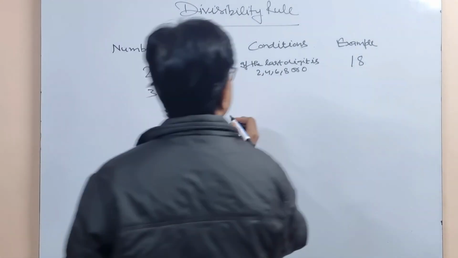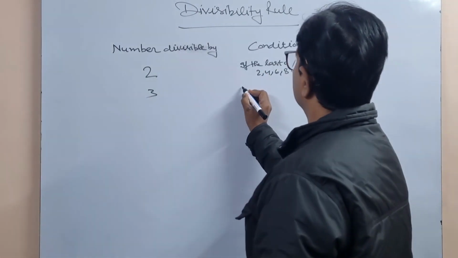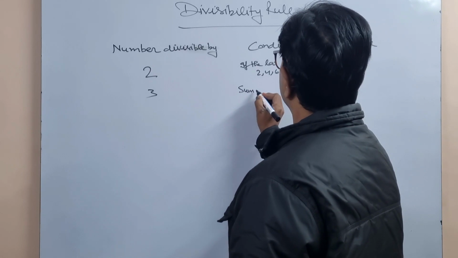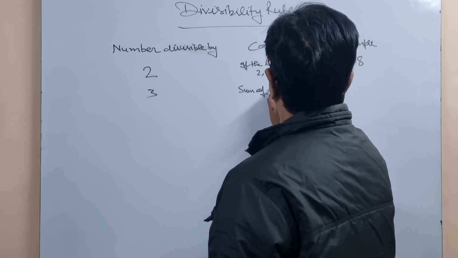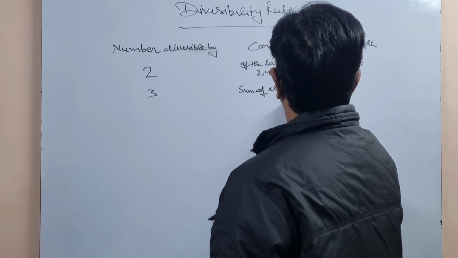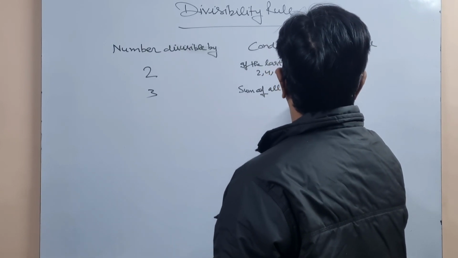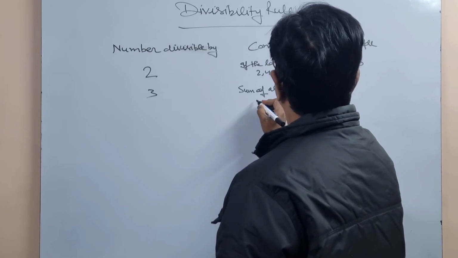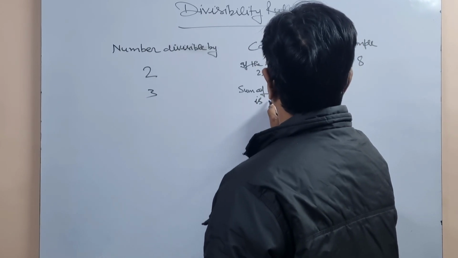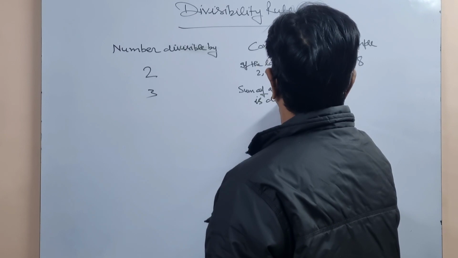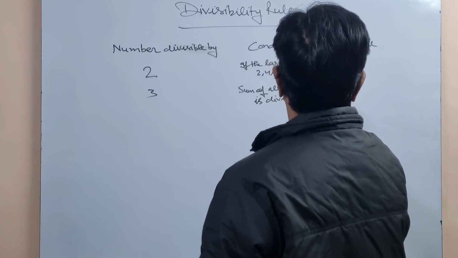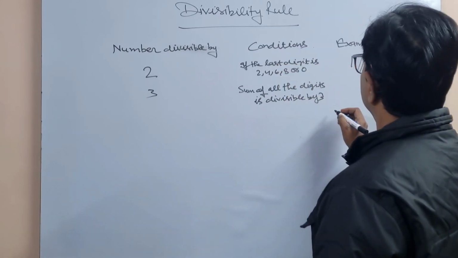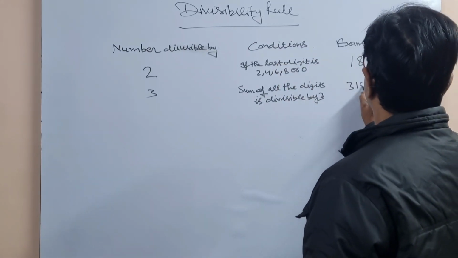3. If the sum of all the digits is divisible by 3. Example: 318.